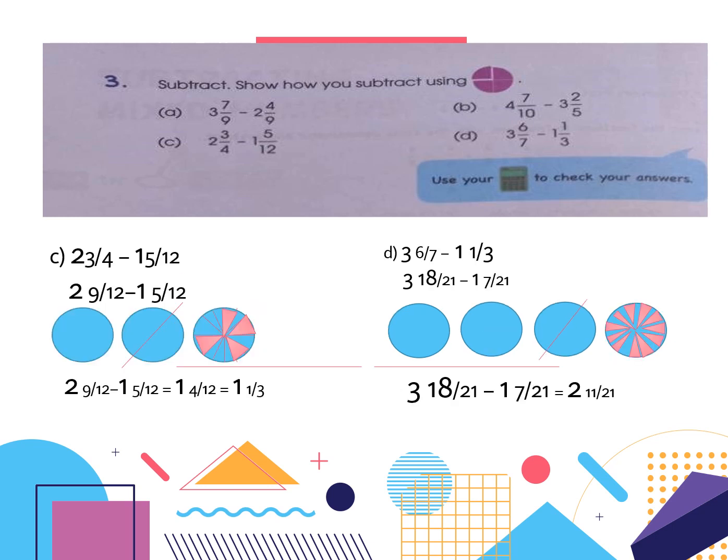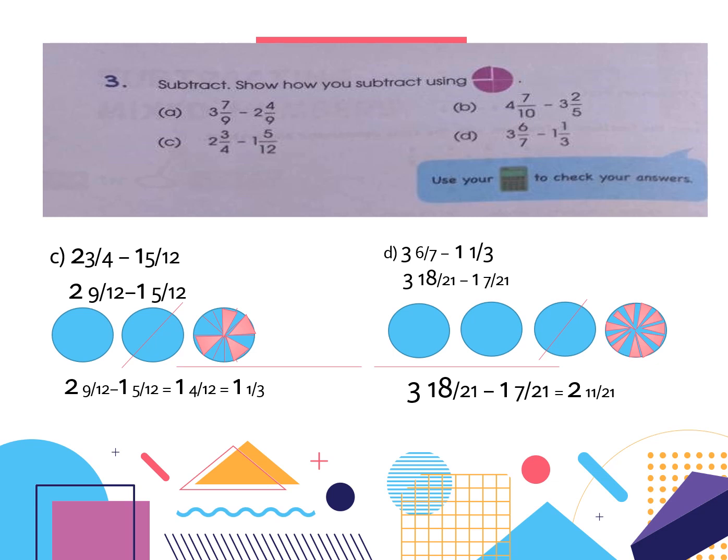In part C, we have 2 whole number 3 over 4 minus 1 whole number 5 over 12. Here again, the denominator is not the same, but we know that if we multiply and divide 3 over 4 by 3, the denominator will become the same for both the fraction parts. So what we did is we multiplied 3 by 3, which becomes 9, and 4 multiplied by 3 is 12. So now we have 2 whole number 9 over 12 minus 1 whole number 5 over 12.